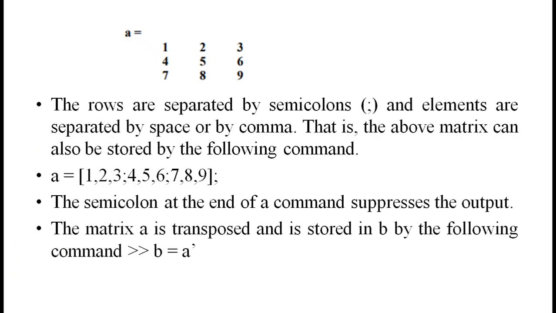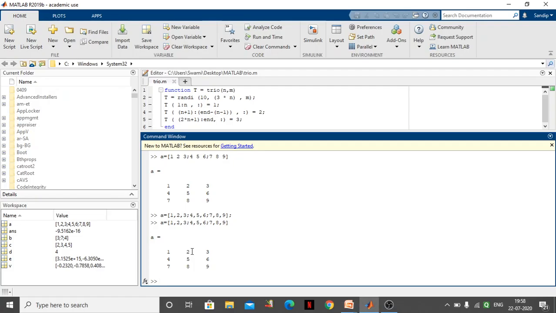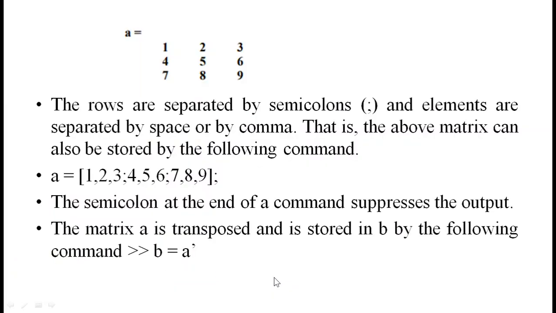Now the matrix A is transposed and stored in B by the following command. So what is the command? B is equals to A transpose. Then we'll see what will be the change. B is equals to A transpose. So we'll have that the elements get transposed. The columns and rows get changed. You can see here. So this is the command. This A dash is the command for transpose. And we will have the B matrix in the form like this.